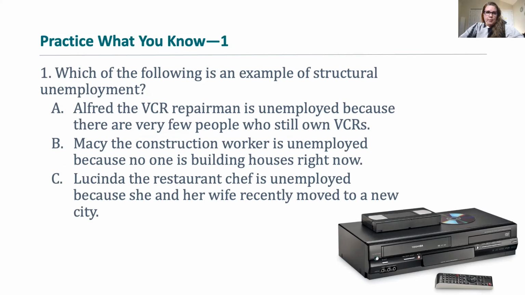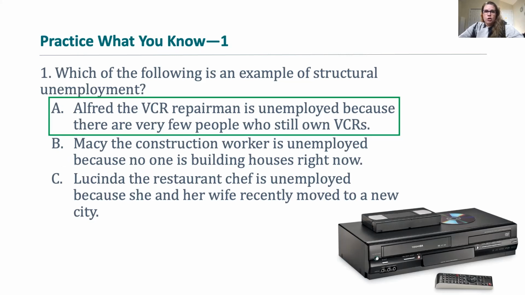So here's an example. All three of these are versions of unemployment, A, B, and C, but which one is an example of structural unemployment? Here, structural unemployment is Alfred, who was a VCR repairman and is now unemployed because very few people still own VCRs. The structural unemployment here is caused by changes in the industrial makeup or the structure of the economy. So old technology was replaced by new.